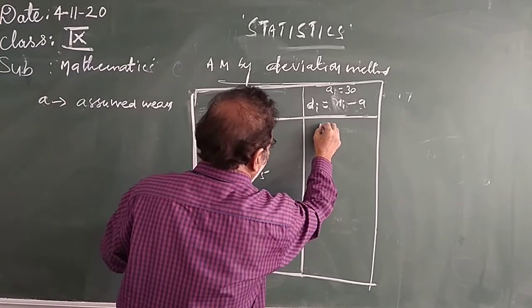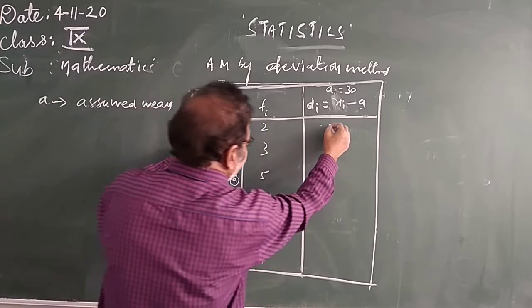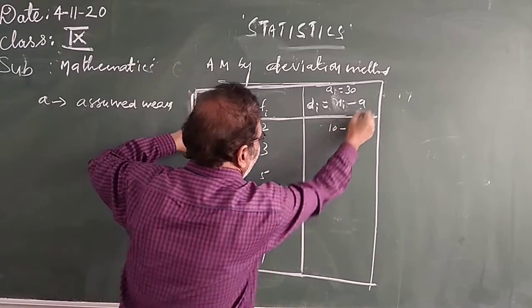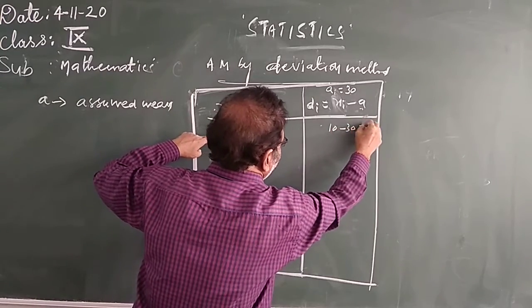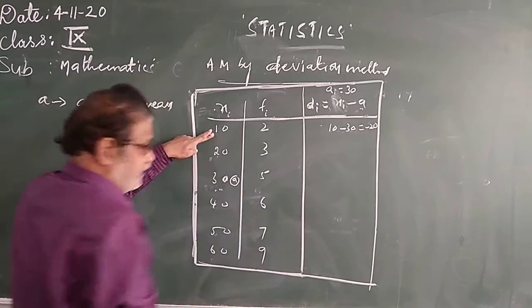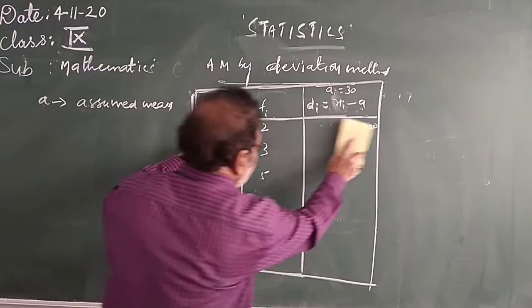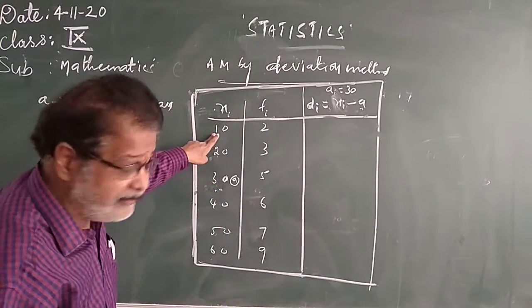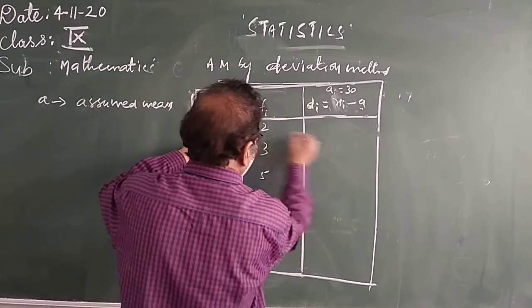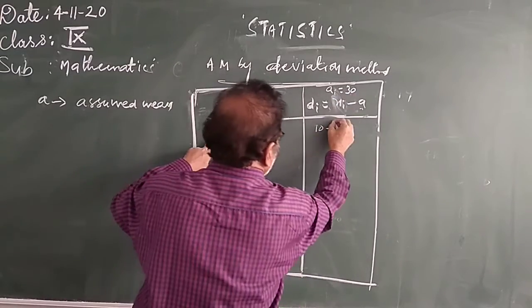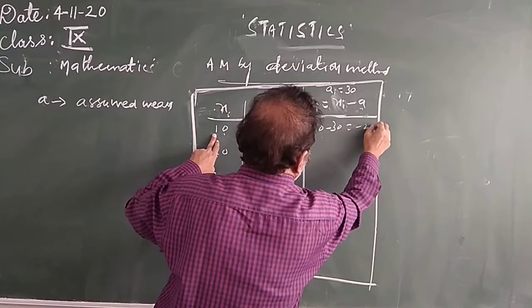di is equal to the formula xi minus a. xi, how much? The first xi is 10. 10 minus a, a is 30. 10 minus 30, how much? Minus 20. Clear? di is equal to xi minus a. What is xi here? 10. xi is 10, minus a, which is 30. 10 minus 30 is minus 20.